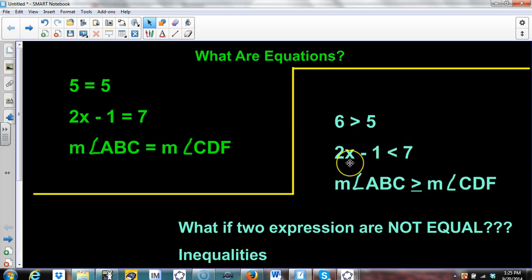So then we know that if x is any number that is less than 4, we're always going to get an expression less than 7. So those would be our solutions, right? Like, say 0. 0 is less than 4, so 2 times 0, that's a 0.